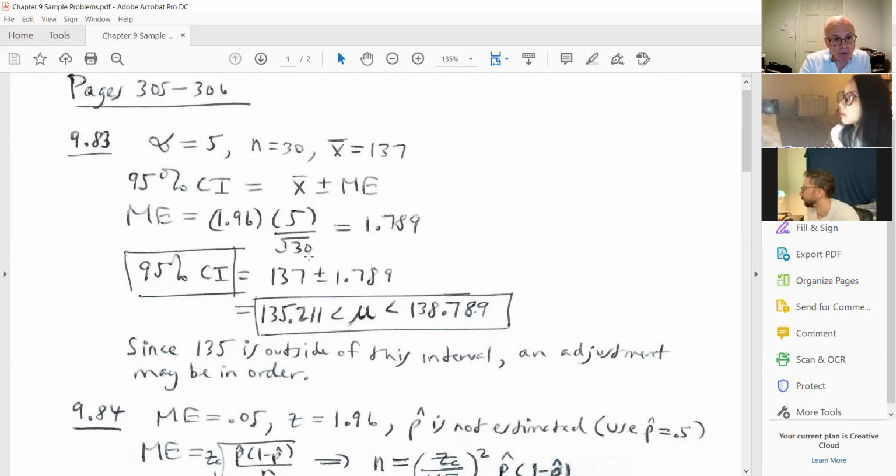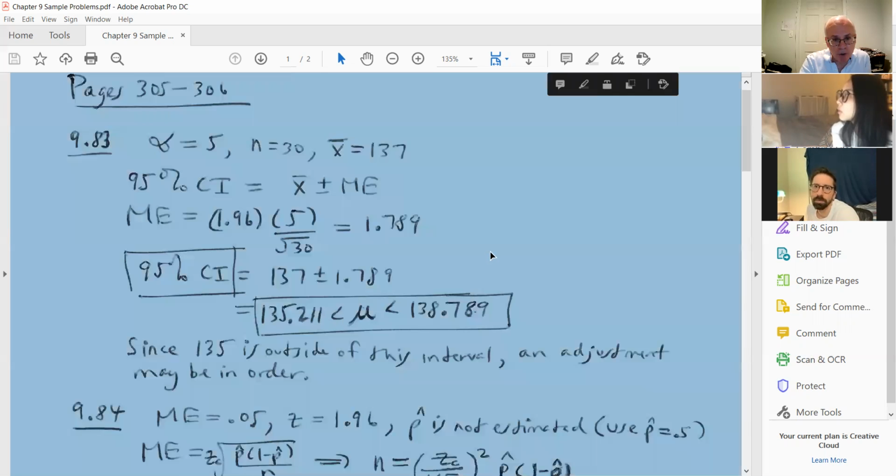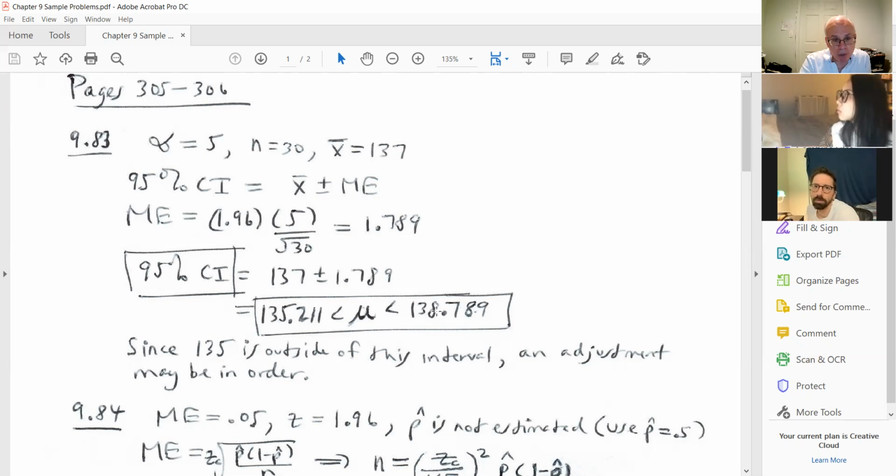And then you add and subtract it from the 137, which is the sample mean, and you get those two endpoints for your estimated population mean. This is one way of writing it, by the way. You could say the population mean mu is somewhere in between these two values with 95% confidence.